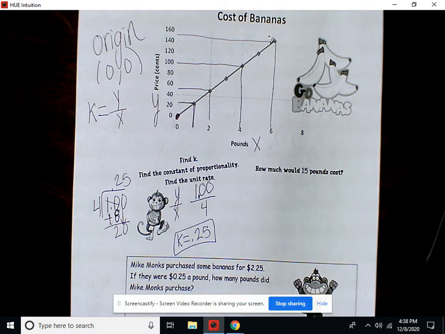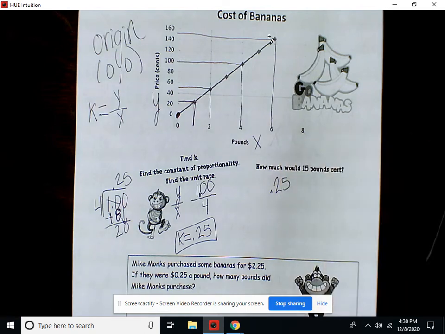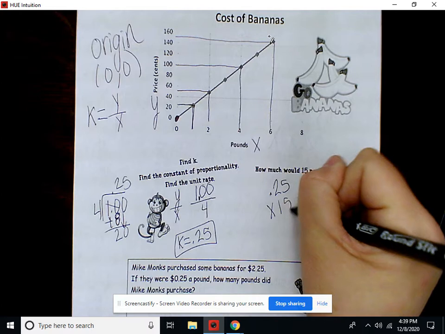So we know it's going to be 25 cents for 1 pound. So we're going to take the 0.25 and times it by 15 to see what it is going to be if we had 15 pounds.